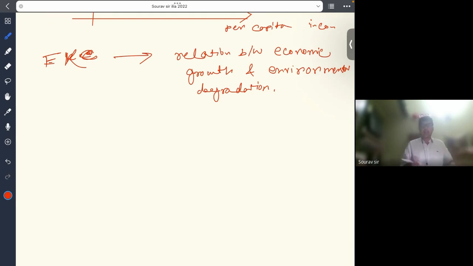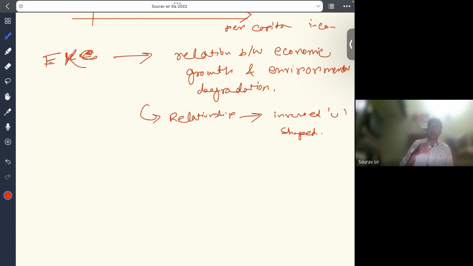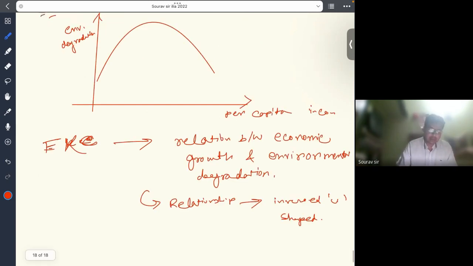environmental quality and economic development follows an inverted U-shaped curve. So environmental degradation initially increases with economic growth, but then, after a certain point, it eventually starts decreasing with economic growth when it reaches its threshold point. So this is the explanation of this curve and the theory.